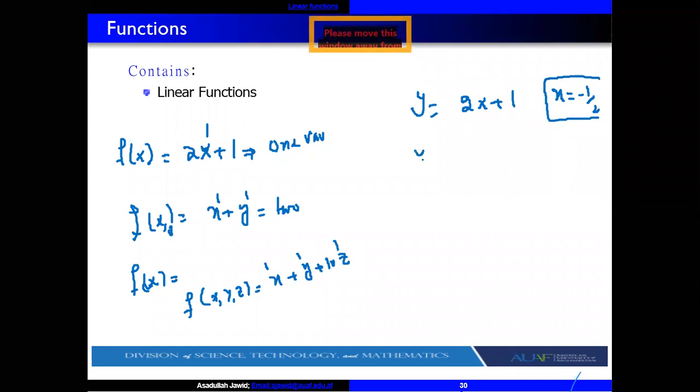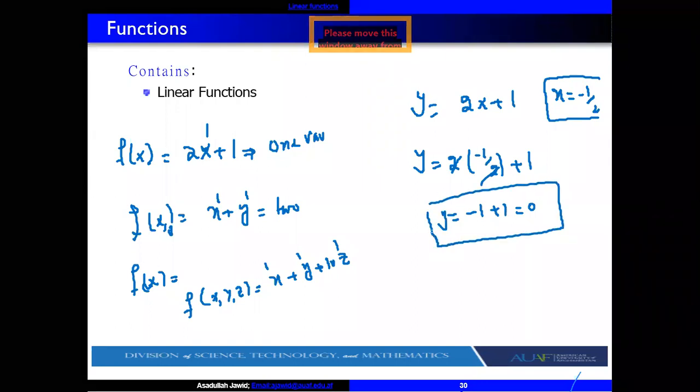When you replace x with minus 1 over 2, 2 multiplied by minus 1 over 2, plus 1. The 2 cancels with the 2. We have minus 1 plus 1, and minus 1 plus 1 equals 0. So we have only one root, only one zero.